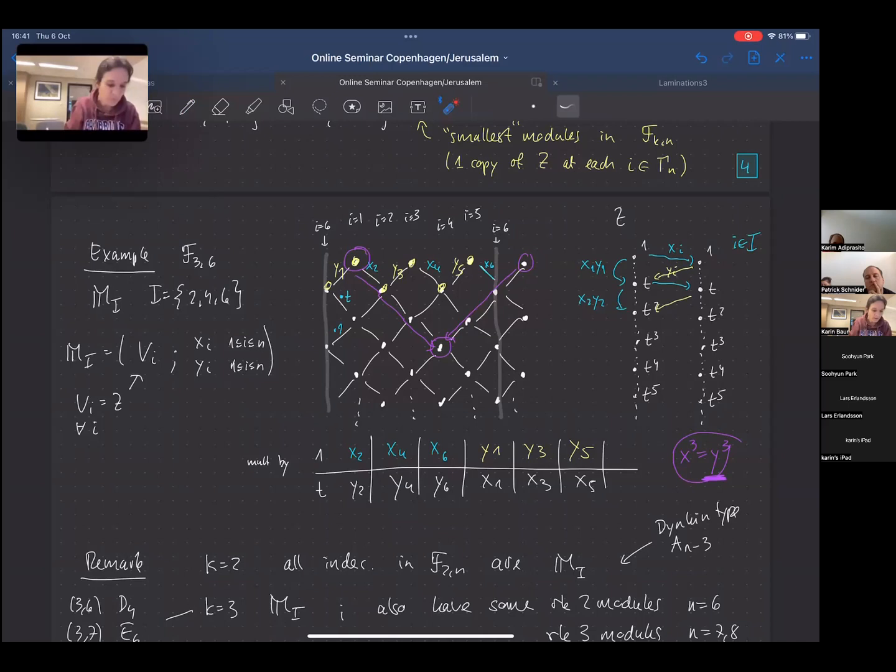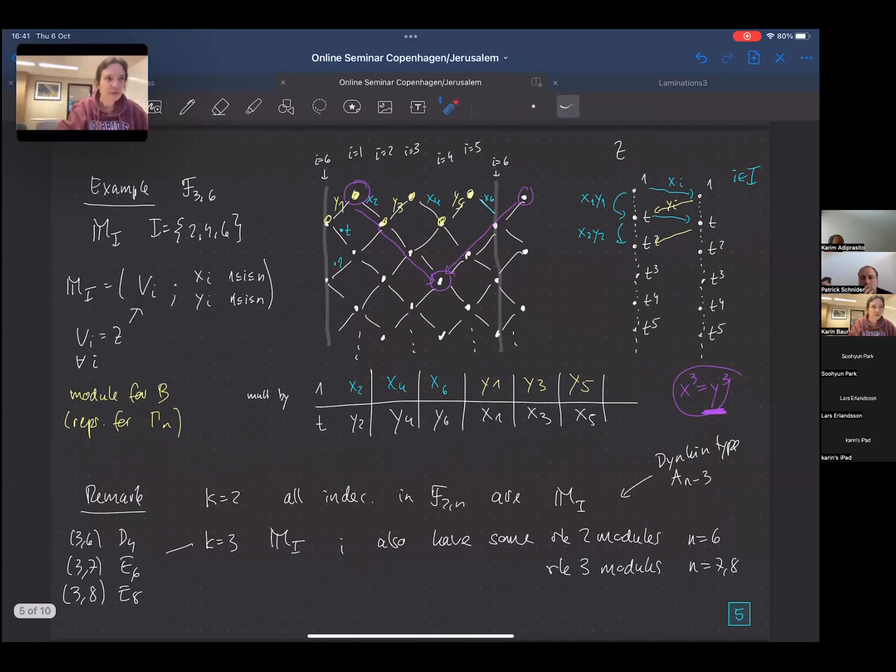So this is a visualization of my module MI, and it is always going to sit on a cylinder, and we have one copy of the center in each column, and it's infinite. So that would be a module or representation for B or for the quiver. Basically, I have to tell you what happens at each of the vertices of the quiver and how the x's and the y's act. And these are the prototypes of the modules, because one can show that any other module is built up using those.